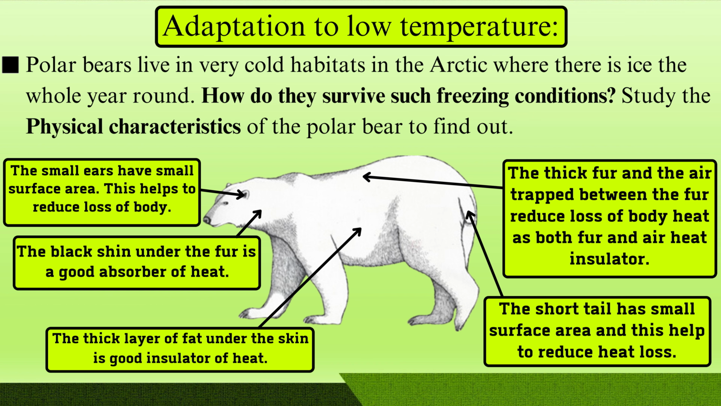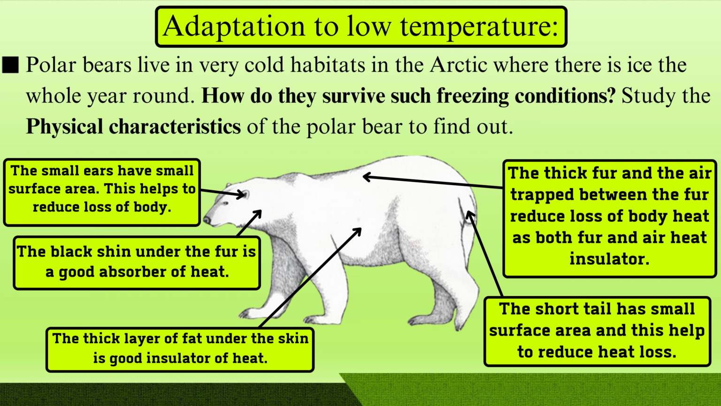The polar bear lives in a very cold habitat in the Arctic where there is ice the whole year round. How do they survive such freezing conditions? Study the physical characteristics of the polar bear to find out. The small ears have a small surface area. This helps to reduce loss of body heat. The black skin under the fur is a good absorber of heat. A thin layer of fat under the skin is a good insulator of heat.